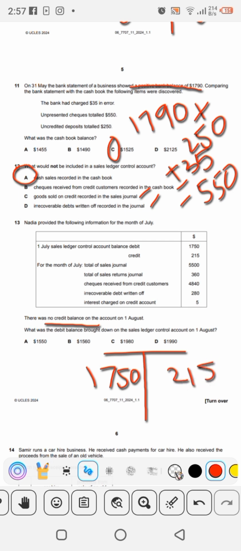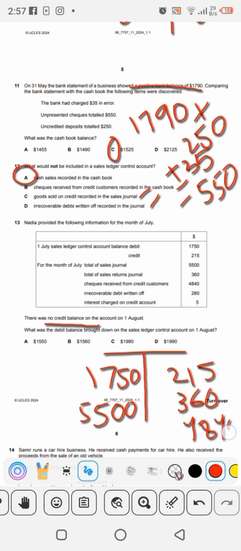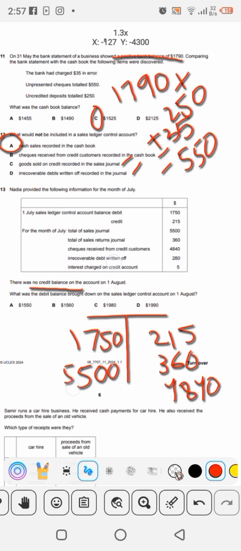Then for the month of July, the total of the sales journal, which is the total of credit sales, is 5500. Then we will write it on the debit side. Then on the sales returns journal, we will write 360 on the credit side. Then checks received from credit customers, we will write on the credit side 4840. Then irrecoverable debts written off, this will decrease our balance, so we will write on the credit side 280. And then interest charged on the credit account, this will increase our balance by $5 on the debit side.